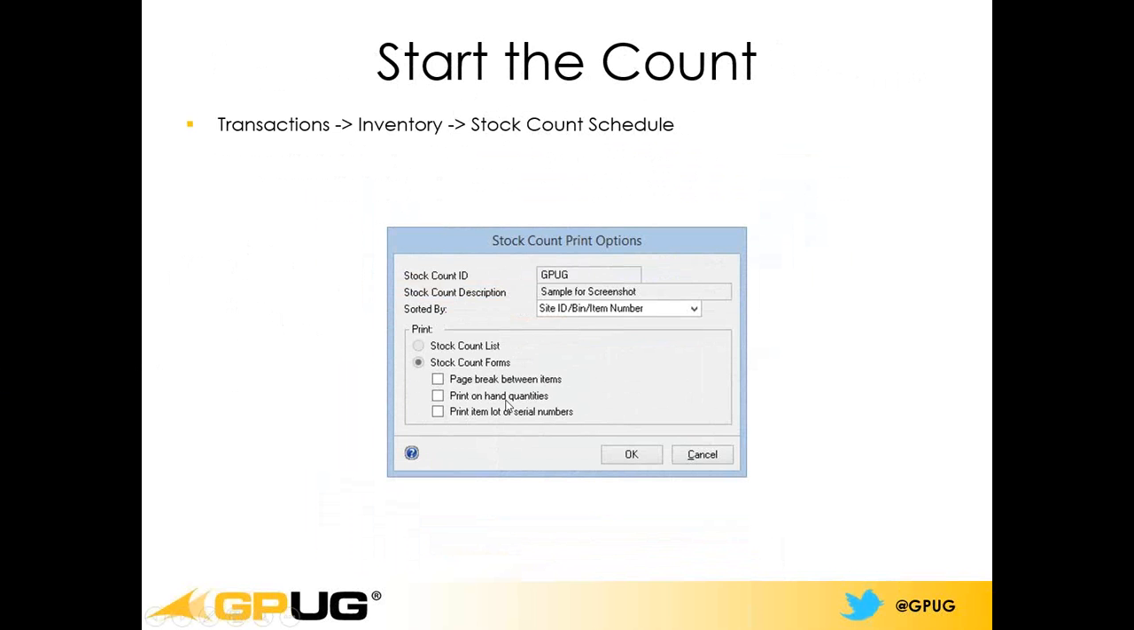Print on-hand quantities. If I'm doing a blind count, I'm going to leave that turned off. If I want my users to know what I expect to be there, then I'll turn that on, and it'll obviously print the on-hand quantities.